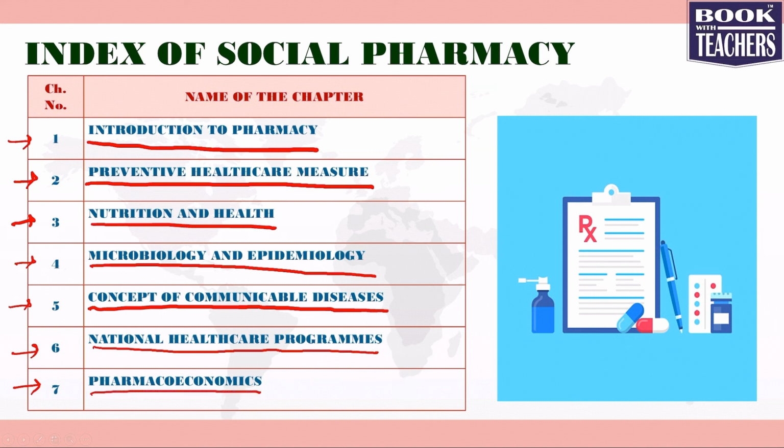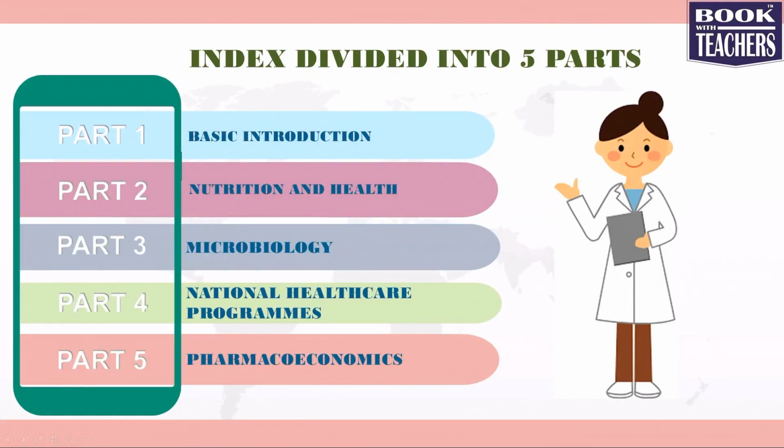So let's begin by briefly looking at these chapters one by one. We have divided this index into 5 parts. In the basic introduction, we'll have chapter 1 and chapter 2. Then in part 2, we'll have chapter 3. In part 3, we'll have chapter 4 and chapter 5.